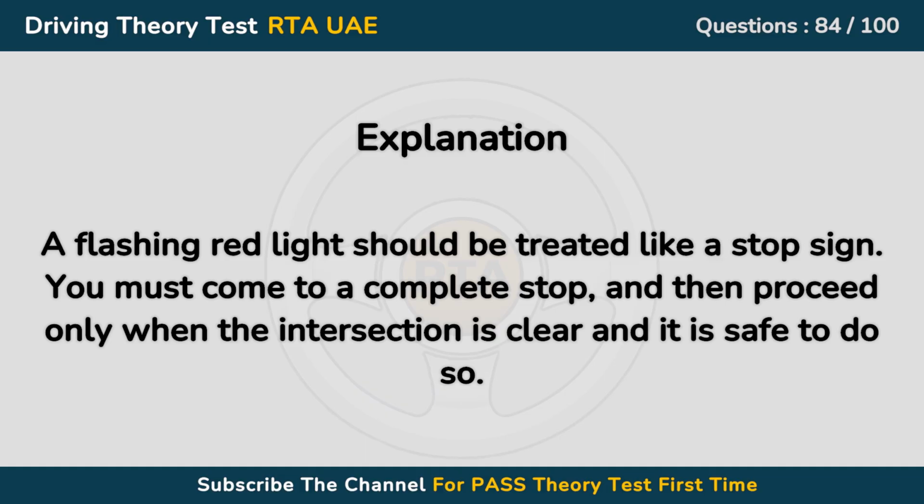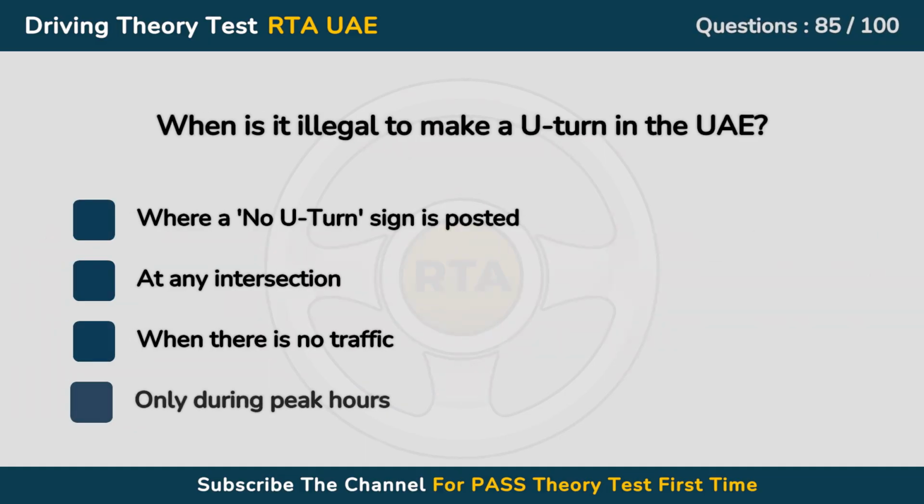Question 85. When is it illegal to make a U-turn in the UAE? A. Where a no U-turn sign is posted. B. At any intersection. C. When there is no traffic. D. Only during peak hours.